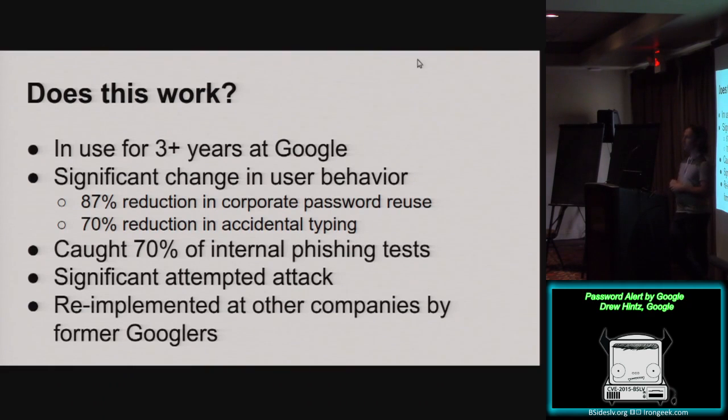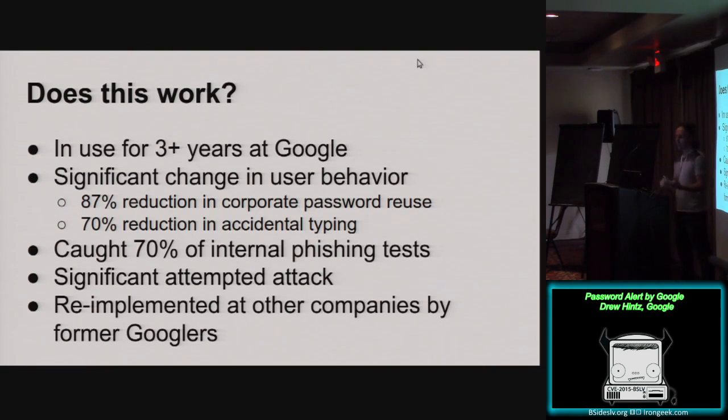We've also seen a 70% reduction in accidental typing. And by this, I mean when a user types their password into the wrong website, even though that's not the correct password. Maybe they're not sure what their password is for this expense reporting system, so they go ahead and try their corporate password, because why not? It's a company's website.